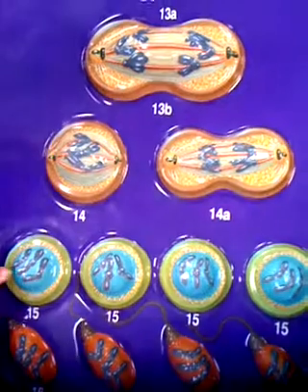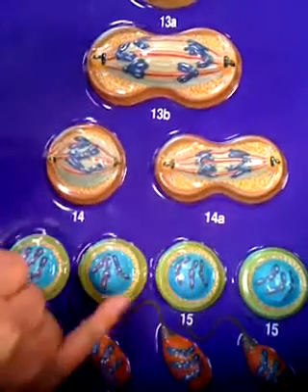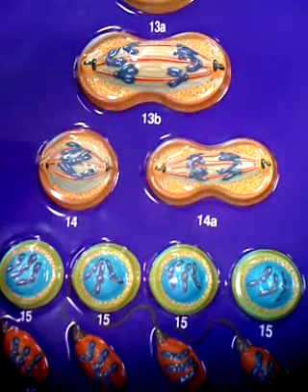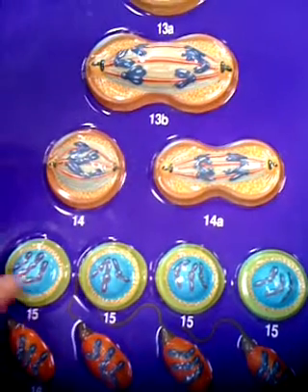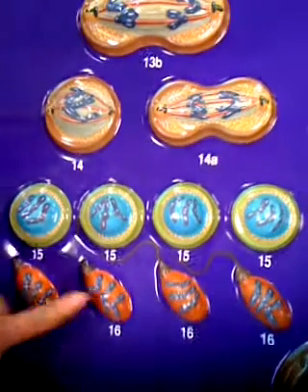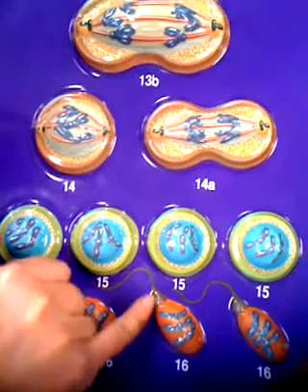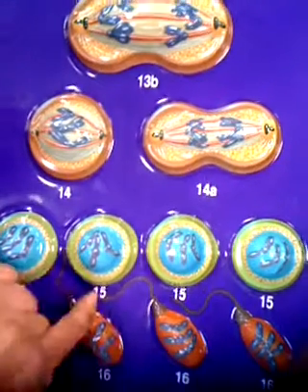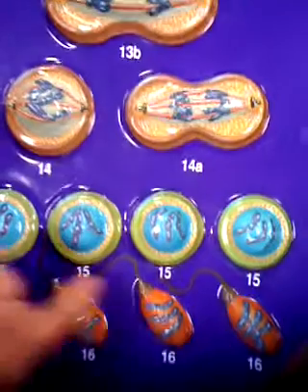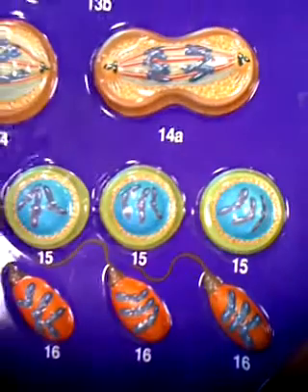Then the spermatids go under spermiogenesis and change their shape, and they make sperm. So each spermatid makes one sperm, and each sperm has one head, one middle piece, and one tail. Now these sperm can move and go outside of the testes.